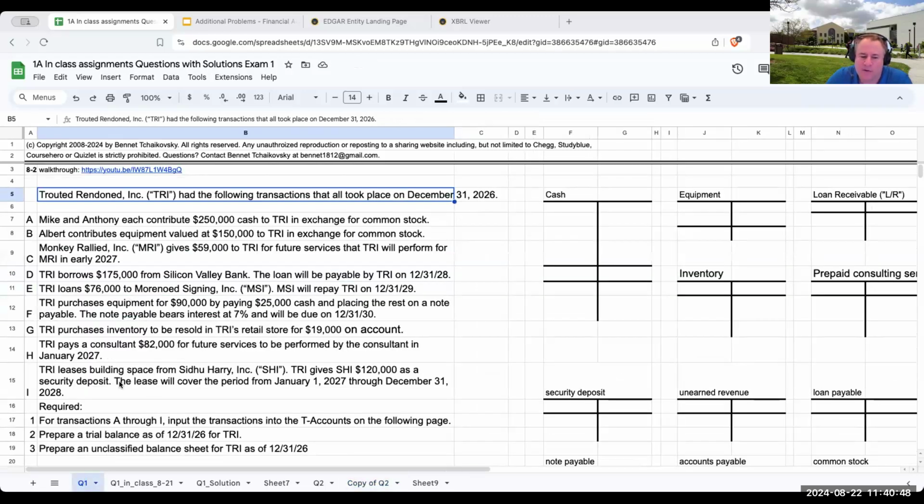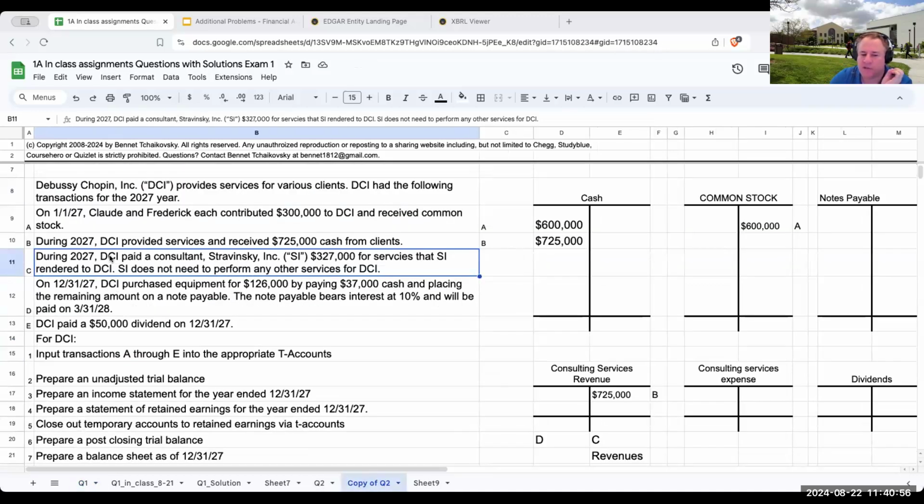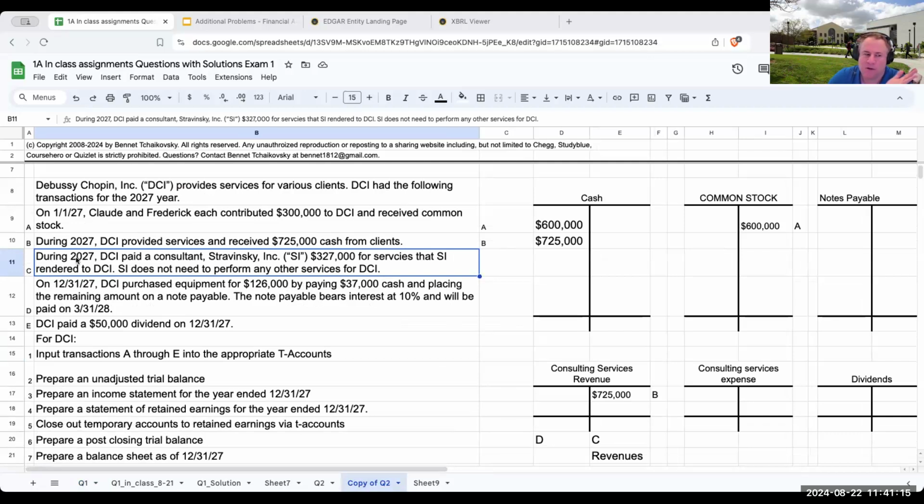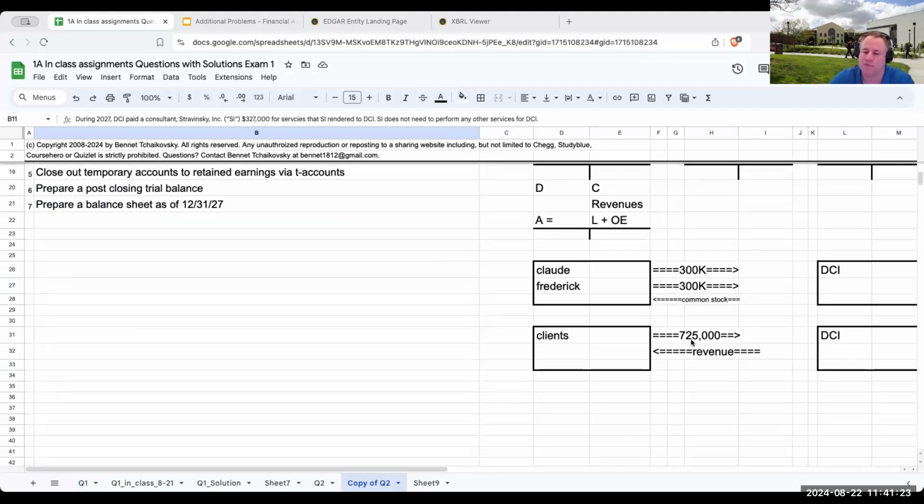Okay. Now, let's go back to question 1. There, TRI pays a consultant. Here, we're basically paying a consultant too. But in the one we looked at previously, I paid a consultant for future services, not for current services. So when you look at this one, I'm paying a consultant for services already rendered. Let's do the easy part first.